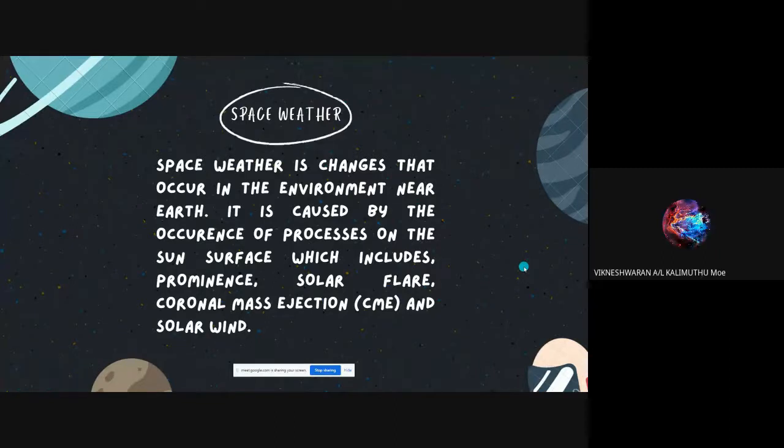Space weather. Space weather is changes that occur in the environment near Earth. It is caused by the occurrence on the sun's surface, which includes phenomena such as coronal mass ejection and solar wind.